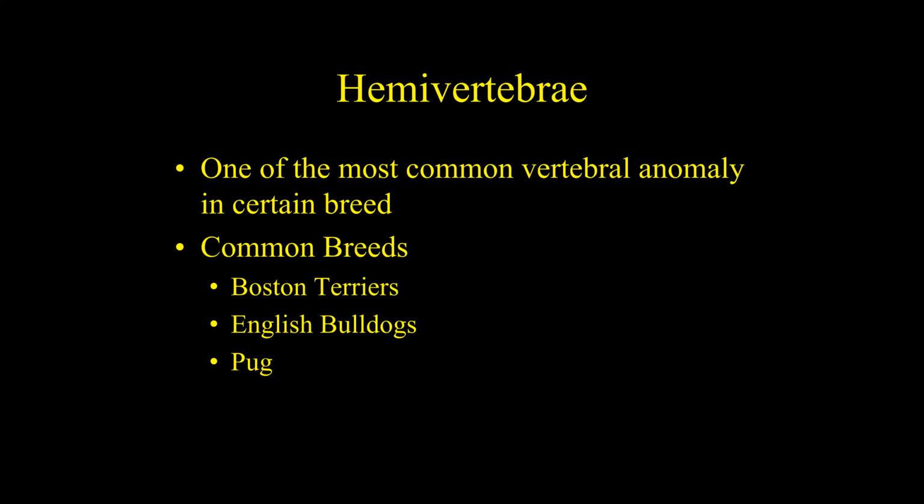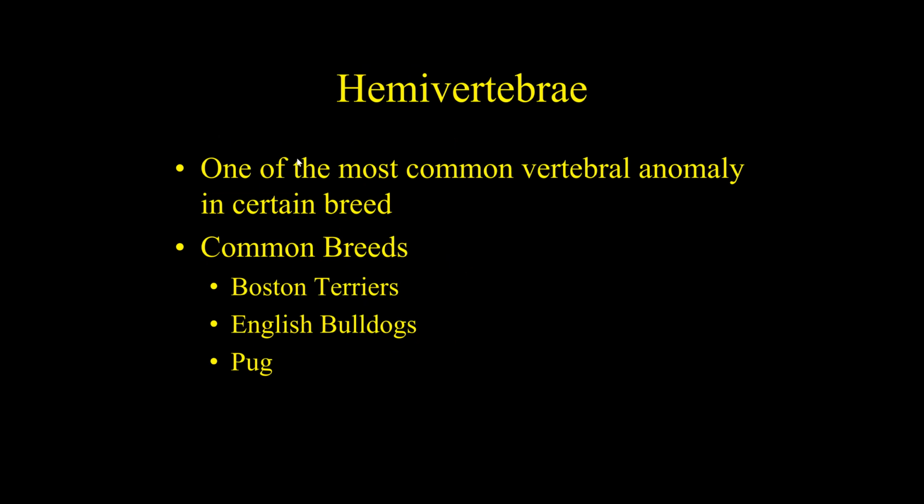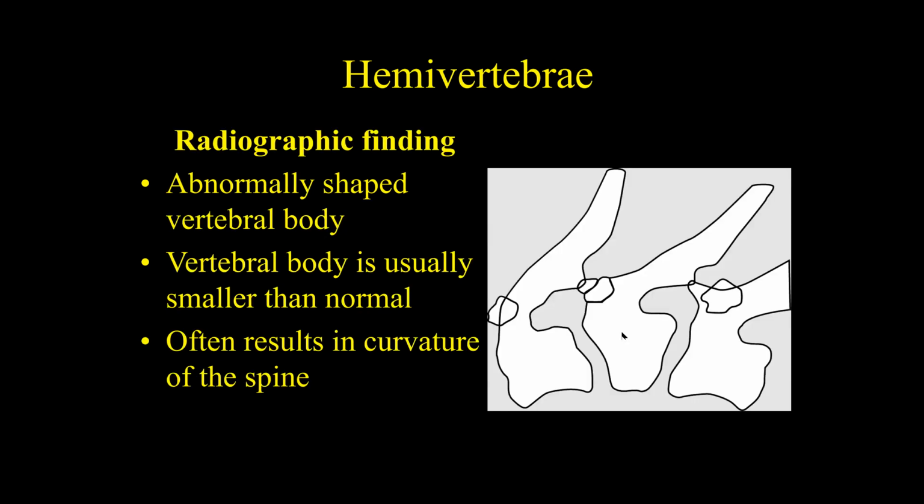Okay, hemivertebrae. What are hemivertebrae? Well, just as the name would imply, it's basically a short or half of a vertebrae that forms. And hemivertebrae are extremely common in Boston Terriers and English Bulldogs and Pugs. Okay, Frenchies, same thing. So those type of dogs, basically 99% of them will have hemivertebrae. For the most part, when they have hemivertebrae, like this guy here, it's a shortened, odd shaped vertebrae. It will cause a deviation of the spine, but typically that's it.